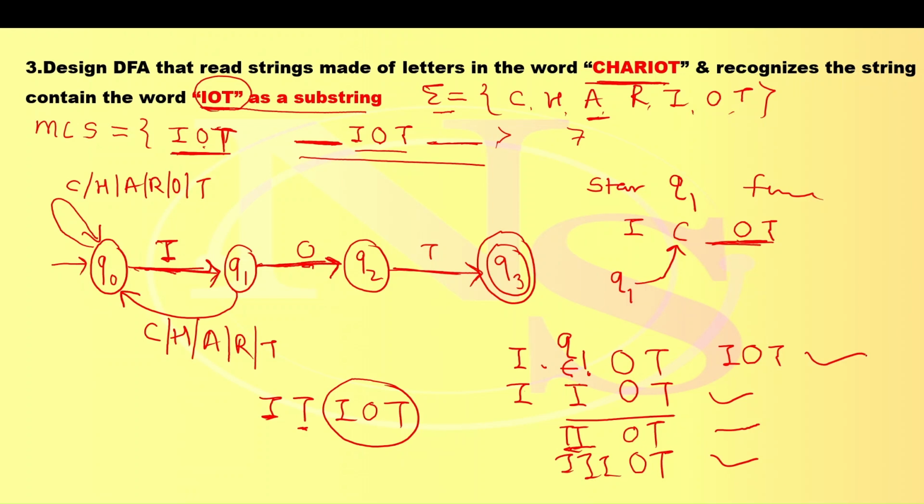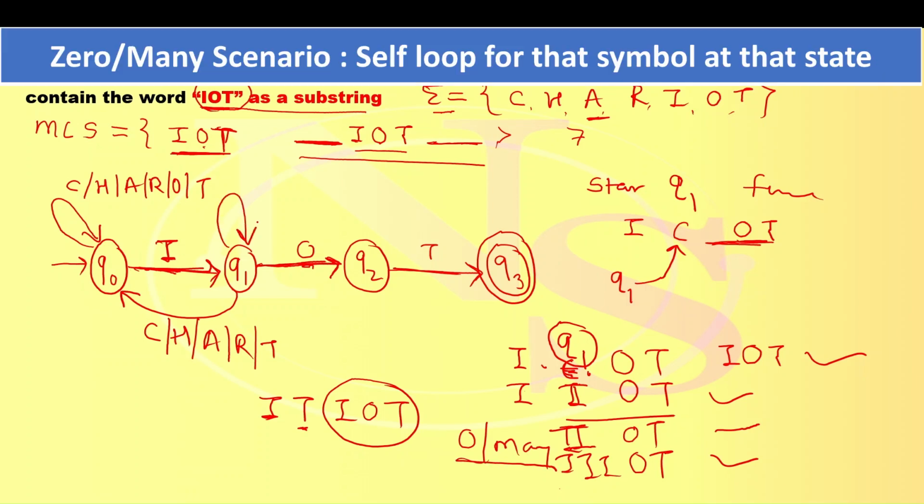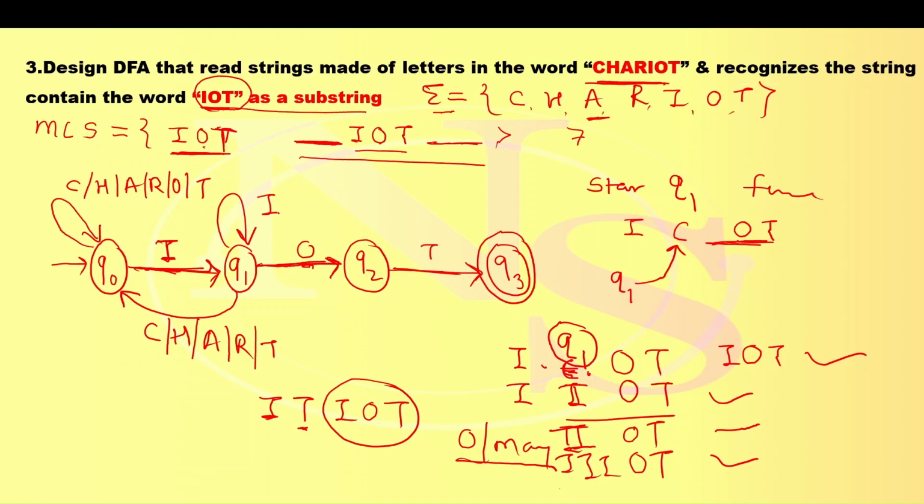What I mean to explain here: Q1 is trying to find transition for 0 number of I, 1 I, or 2 or 3 I. It means what? 0 or many I. Q1 is trying to find transition for 0 or many I. So 0 or many means what? Self loop for I. Now Q1 becomes deterministic.